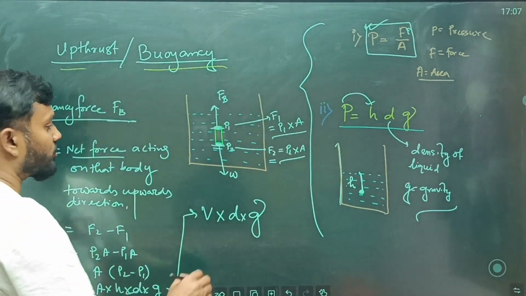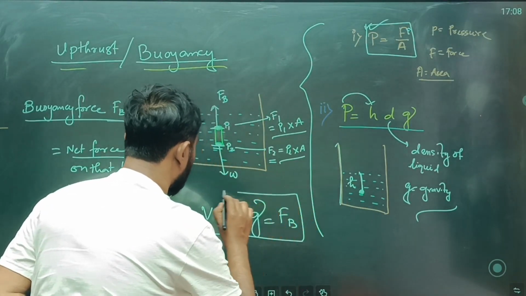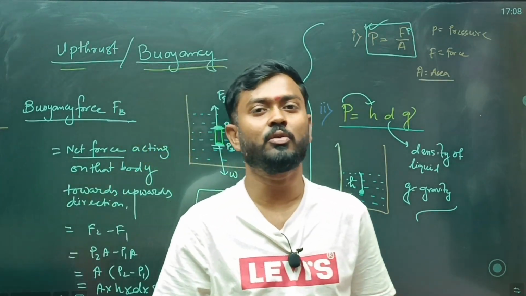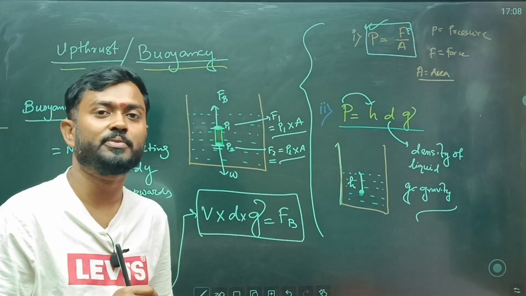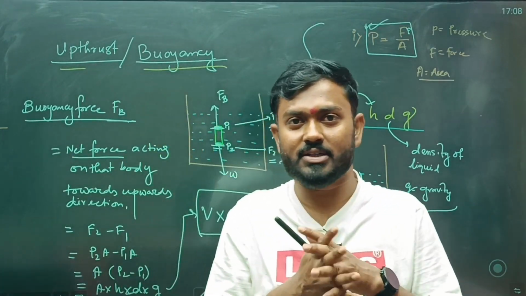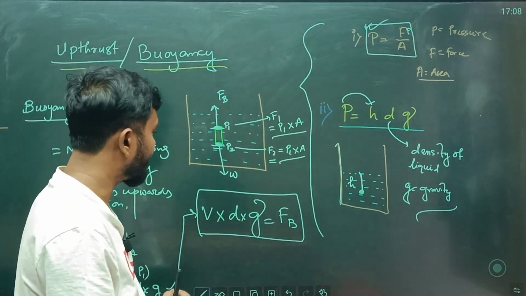Now we have got it. Buoyancy force is equal to v into d into g. Remember it. What is the meaning of v? V is equal to the volume of solid which is immersed, the amount of volume immersed. And d is equal to density of liquid and g is equal to gravity.